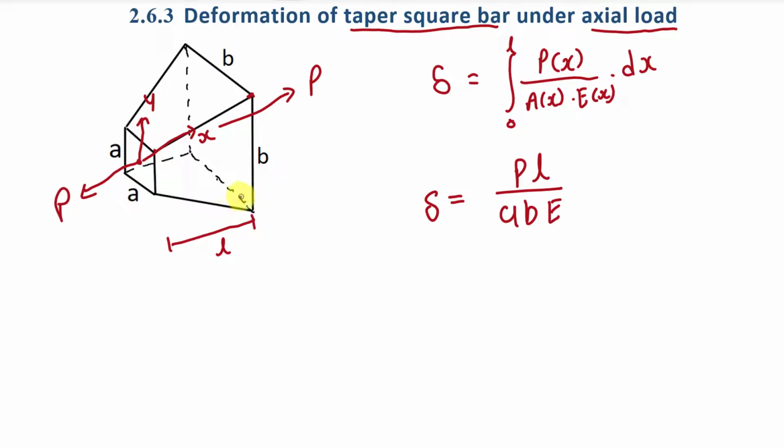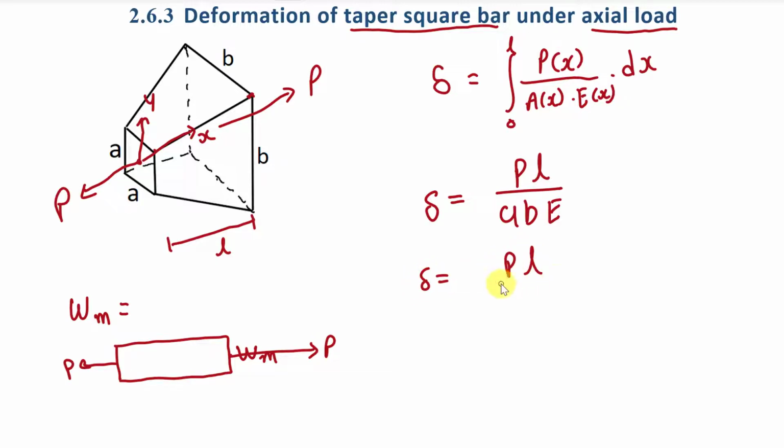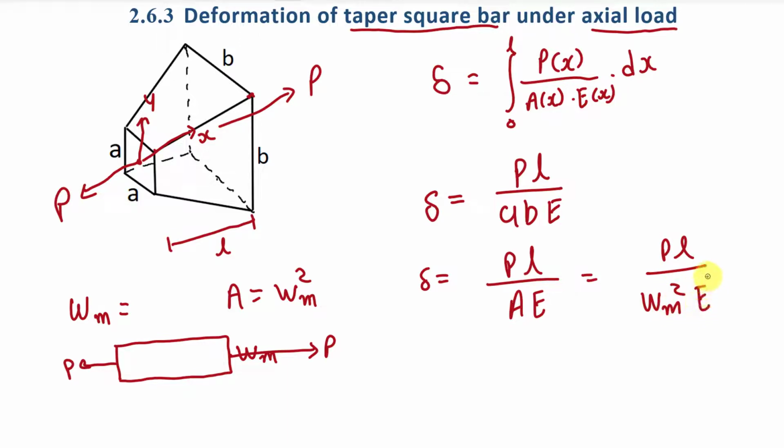Now in this case, we want to find out the mean width of this taper square bar. Let's say the mean width of this taper square bar is Wm. So we will consider this taper square bar as this type of bar having constant cross section area as a square, and the side of this bar is Wm. If we are going to find the value of deformation under axial load P, then it will be delta is equal to PL by AE. And here what will be the value of area? Area will be mean width square, so it will be PL divided by mean width square into E.